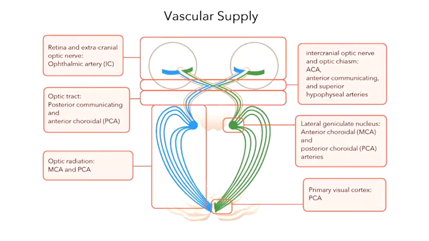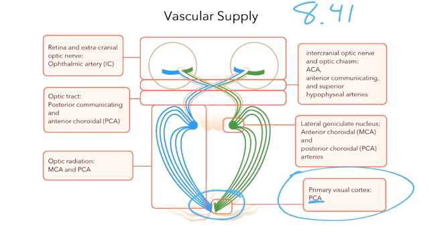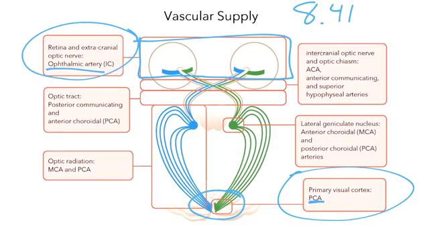Now this is figure 8.41, which is just for your reference. Again, what you need to know is the occipital cortex, back here, is supplied by the posterior cerebral artery. So know this box. And know that the retina, this box, is supplied by the ophthalmic artery, which is a branch of the internal carotid. So know those two portions.